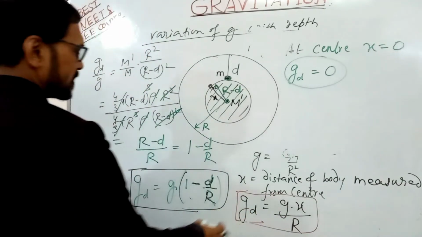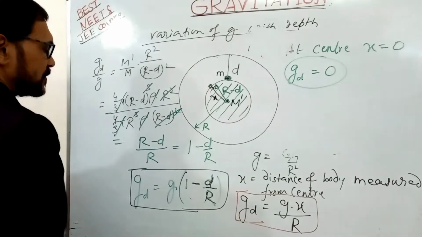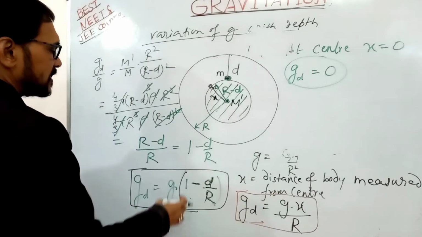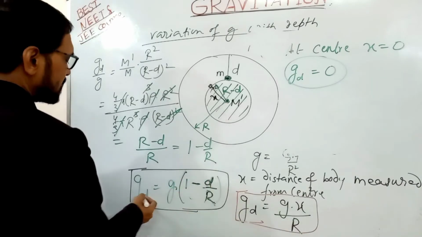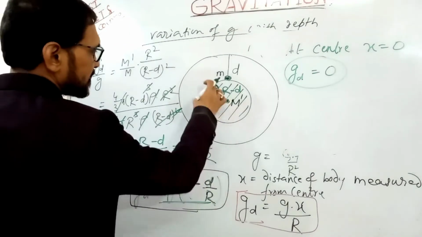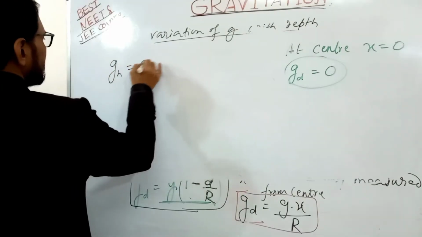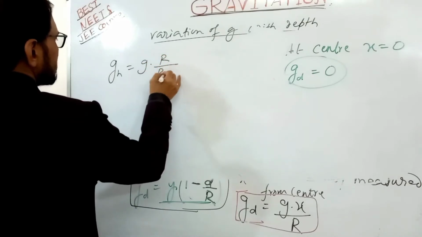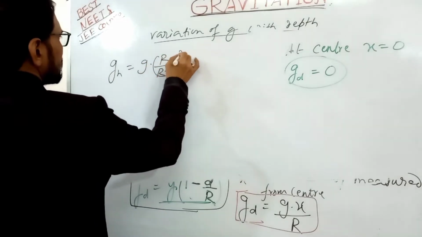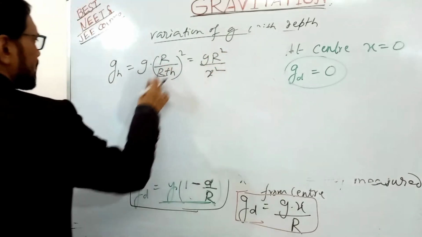g at depth, g_d equal to gx by r. x is measured from the center, and if this is in terms of depth, then this formula is applicable. In terms of x, if x is measured from center, with h, it is g r square by r plus h whole square. So this is g r square by x square, because x is r plus h.